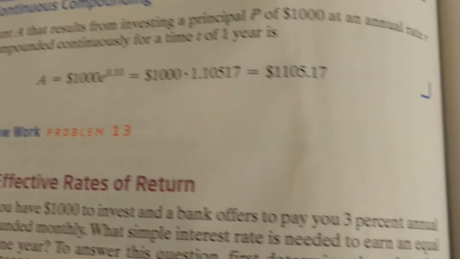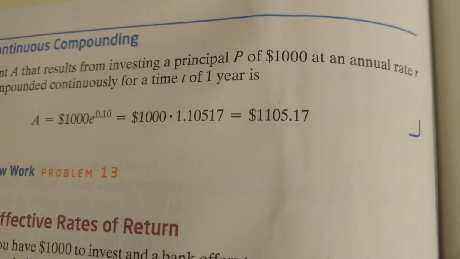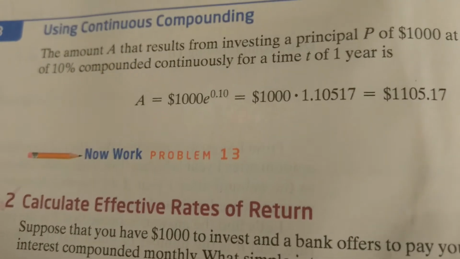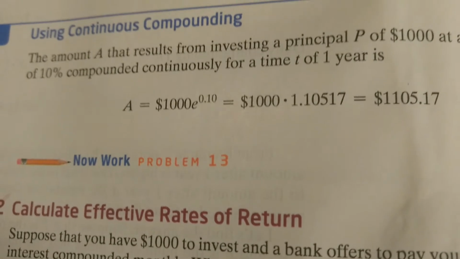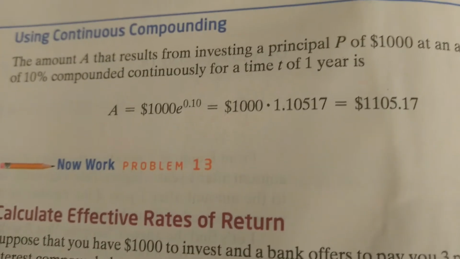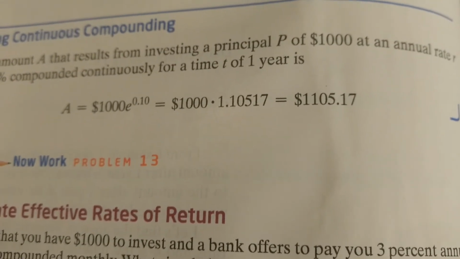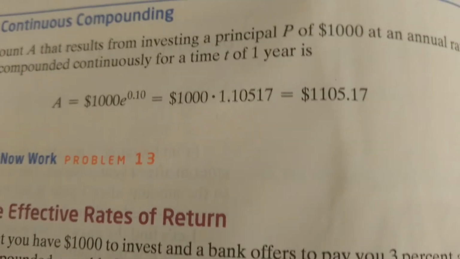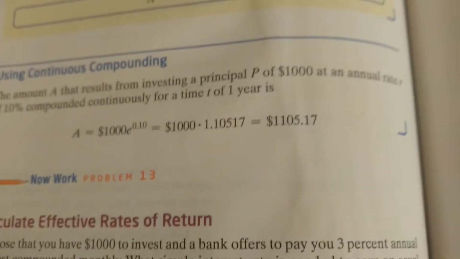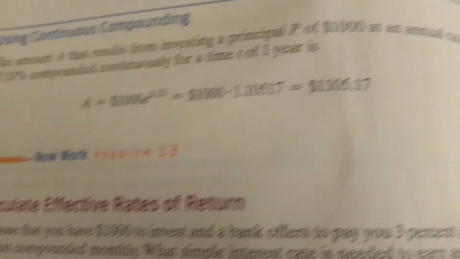There's a problem. It says the amount A that results from investing a principal of $1,000, so there's our P, at an annual rate of 10%, 0.1 is our rate, compounded continuously for a time T of 1 year. So 0.1 times 1 year. We do the math, we get our answer. See, most of these problems are dealing just with using the formulas.